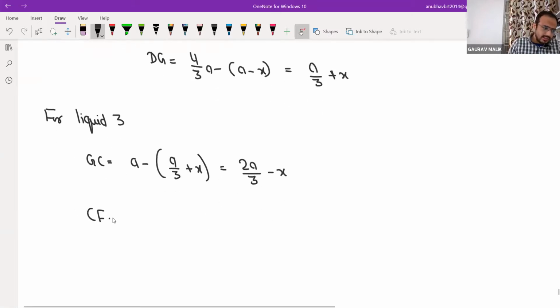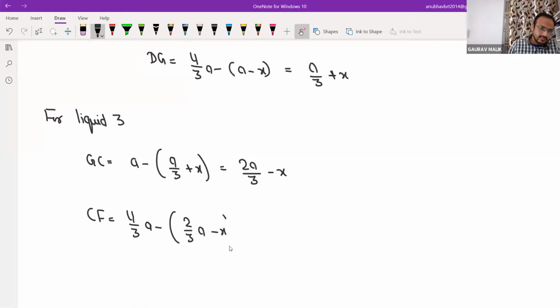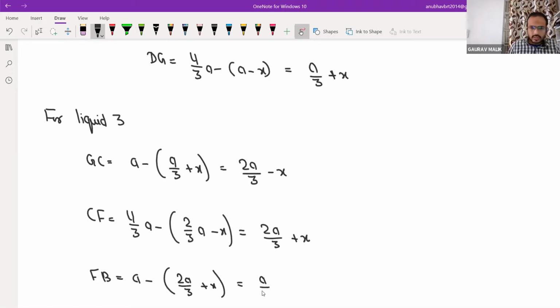Now you will calculate the value of CF. The total value is GF. The value of GF is 4 by 3A minus 2 by 3A minus X, that is 2A by 3 plus X. Then FB, not Facebook, this value, this FB. So again A minus this value, 2A by 3 plus X, so A by 3 minus X.